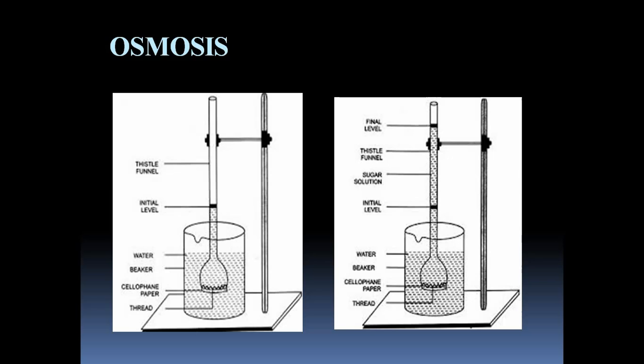You can compare the beaker as the soil and the water in the beaker as the soil water, cellophane paper as the cell membrane in the root hair cell, the thistle funnel as the root hair, and the sugar solution in the thistle funnel as the cell sap in the root hair.